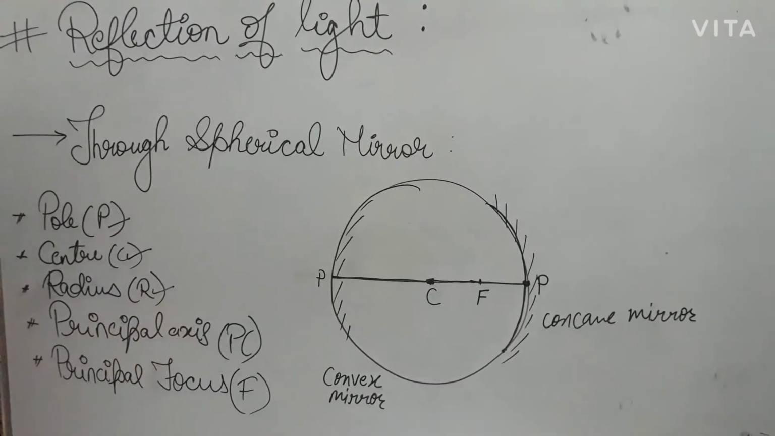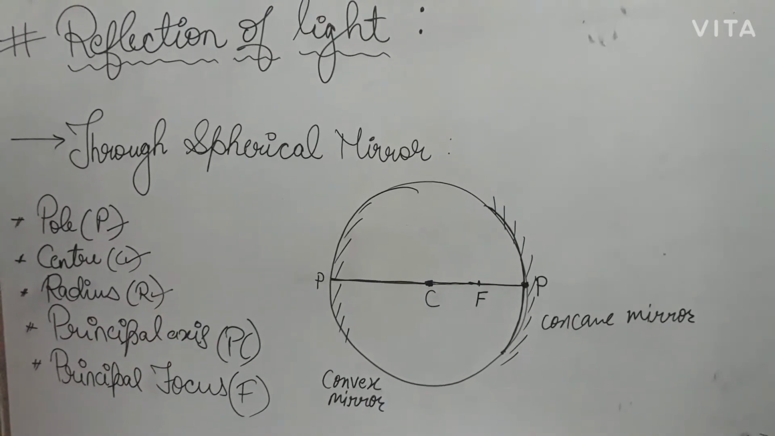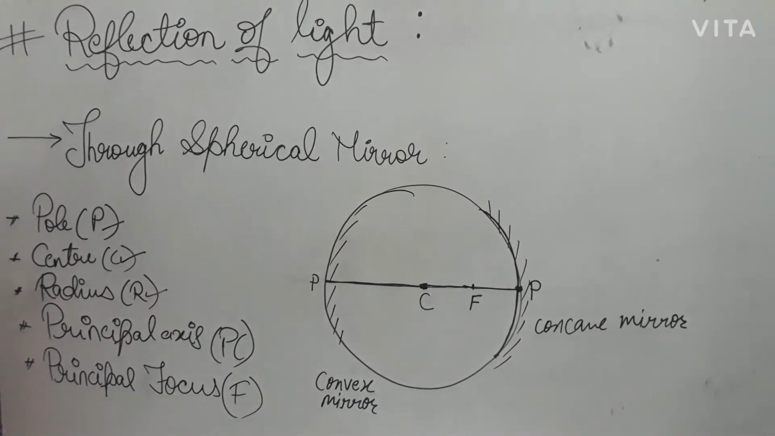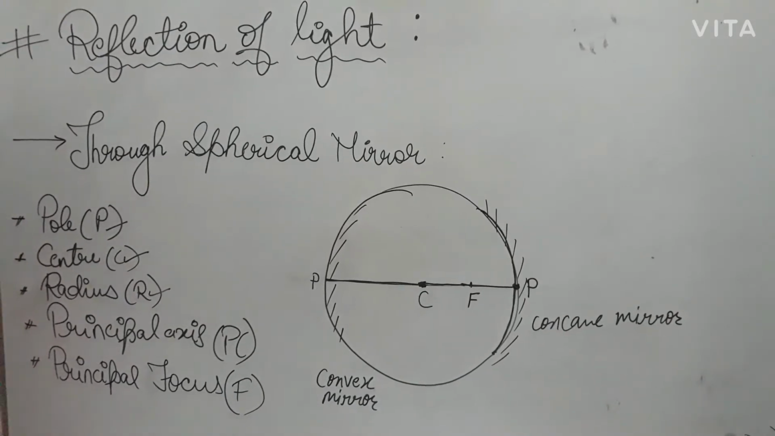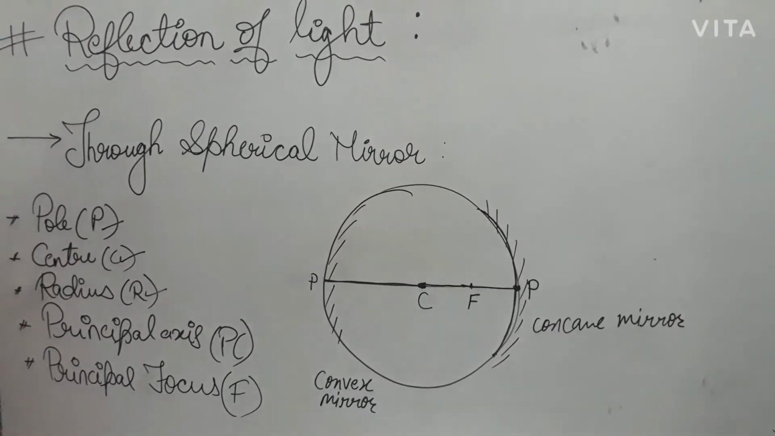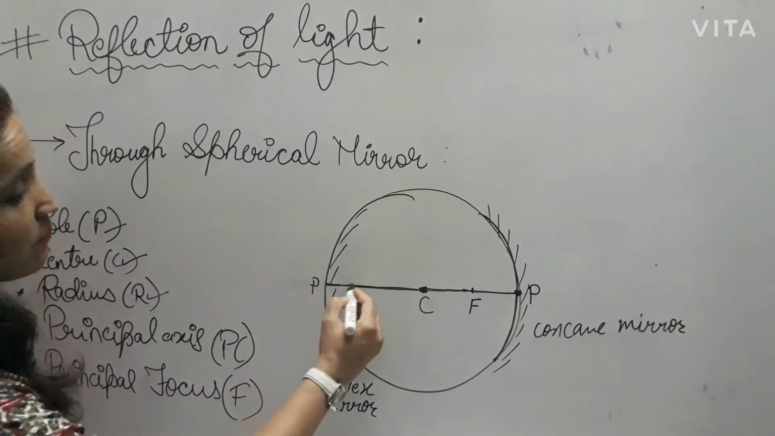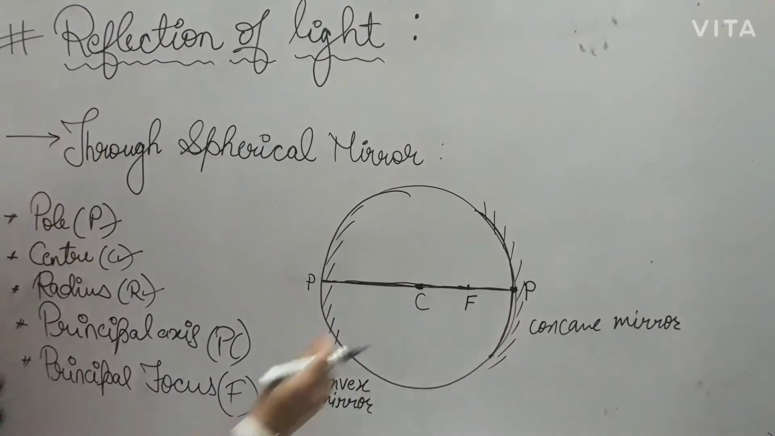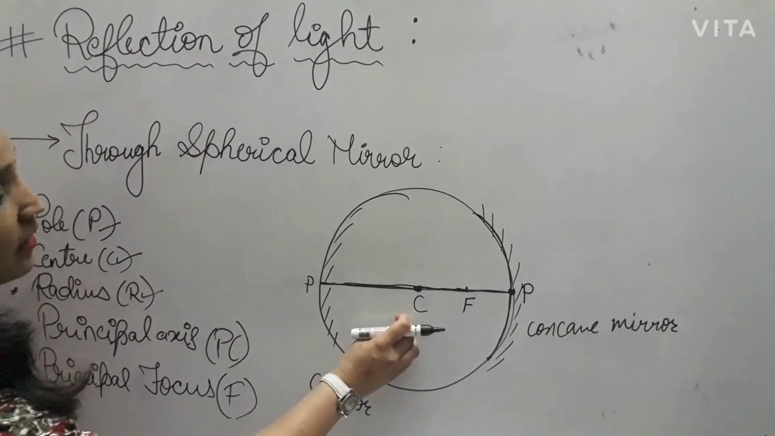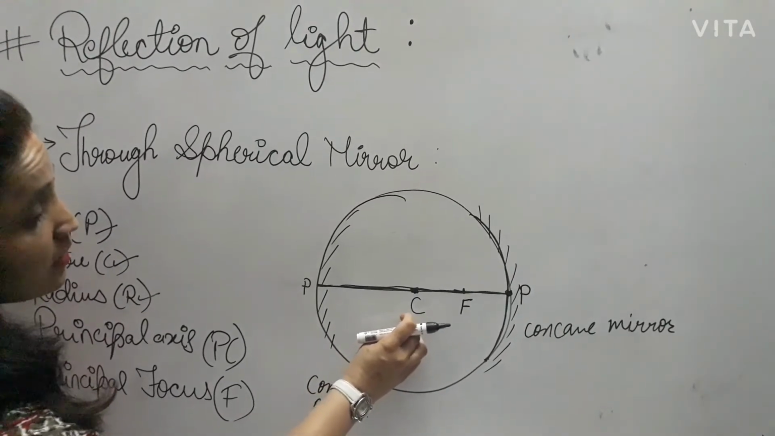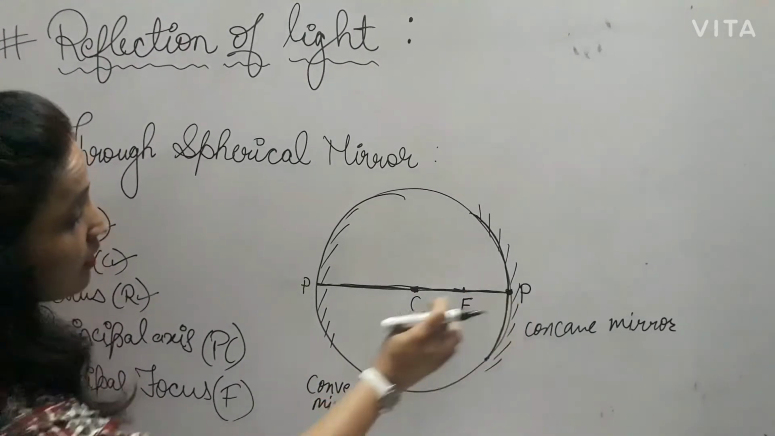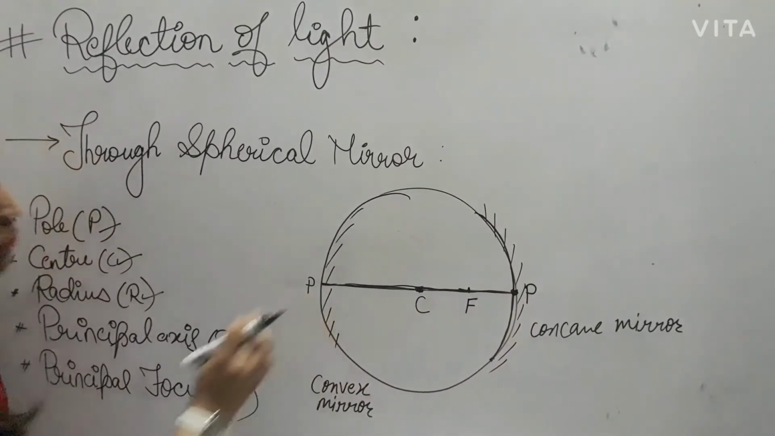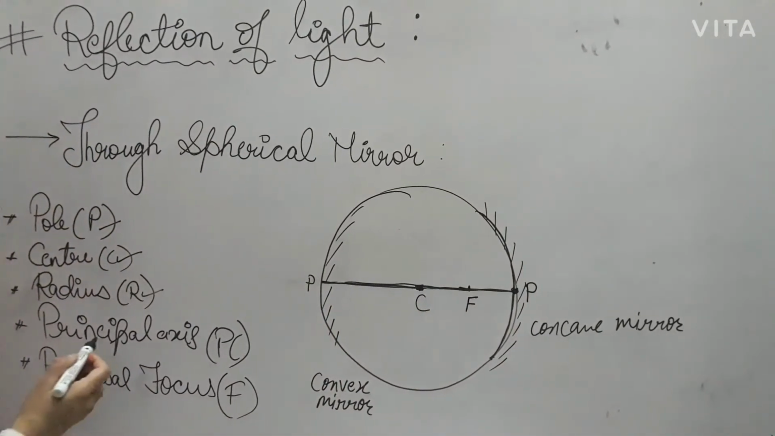and it is denoted by the letter R. Fourth is the principal axis. What do we mean by the principal axis? It's an imaginary line which joins the center of curvature and the pole. So that is known as the principal axis.